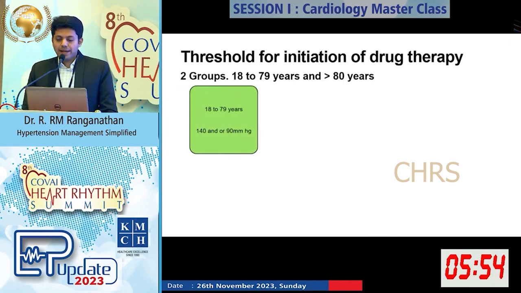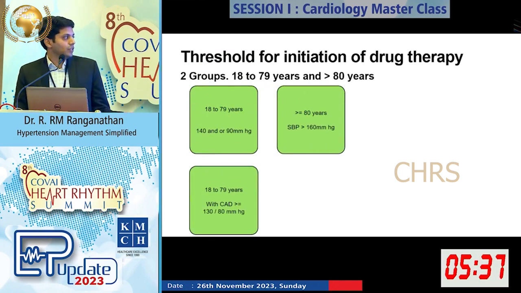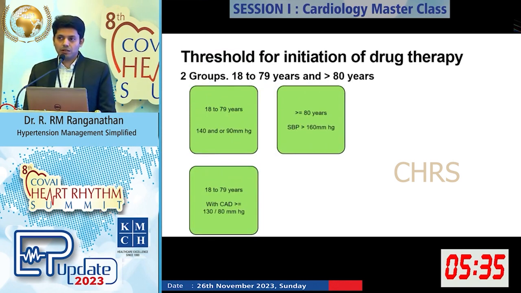So for patients between 18 and 79 years, initiate therapy when systolic is more than 140 and or diastolic more than 90. You can initiate therapy earlier if the patient has associated high cardiovascular risk in the form of established cardiovascular disease. You can see this here, 18 to 79 years when the patient has established cardiovascular disease, initiate therapy even when the blood pressure is more than or equal to 130 over 80. And for patients more than 80 years, initiate therapy when systolic blood pressure is more than 160. All these are class 1 recommendations. That's why I've shaded it in green.